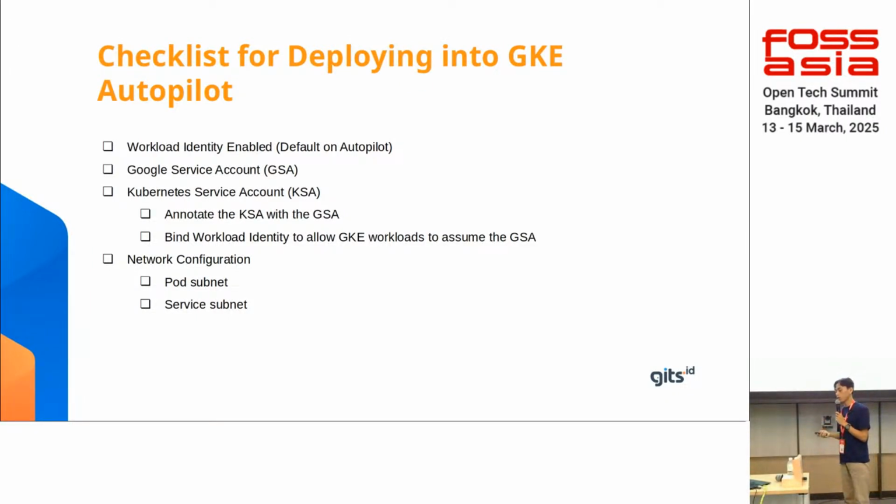Next, for GKE Autopilot, we need a minimum of two subnets of the network. The first one is the Pod subnet, and the second one is the service subnet. Pod, of course, is for networking between the Pods and the services, and the service subnet is for services and cluster IP.